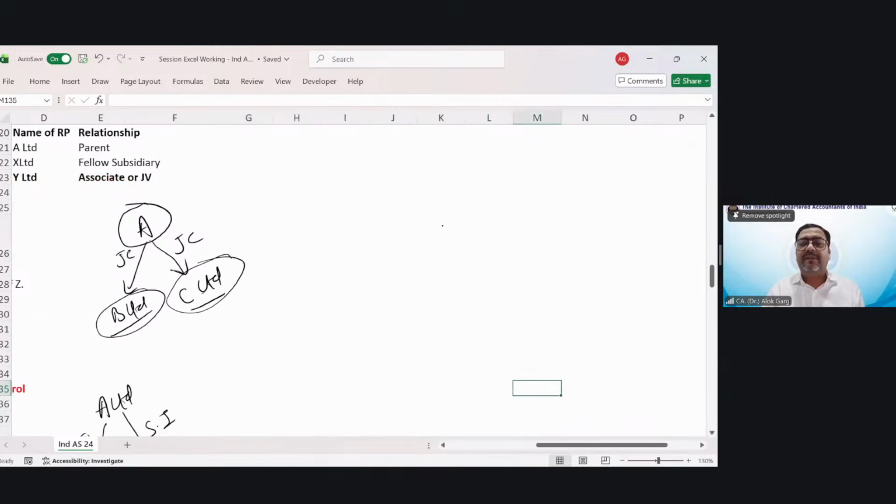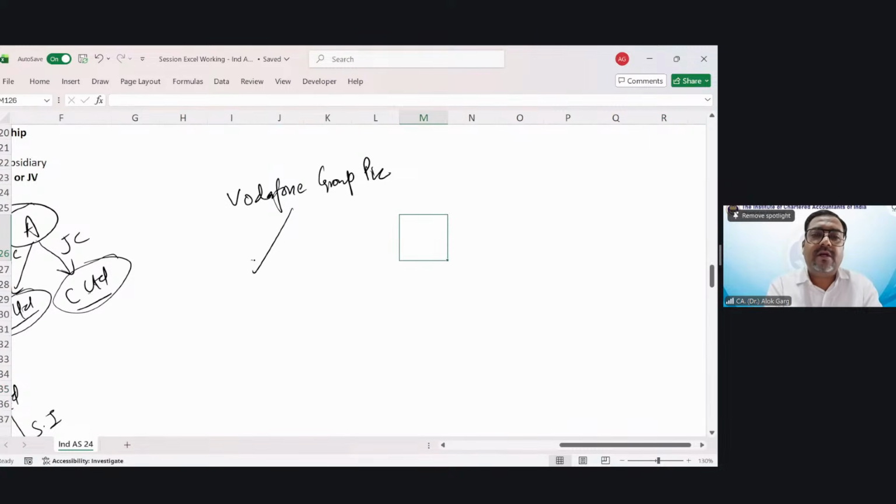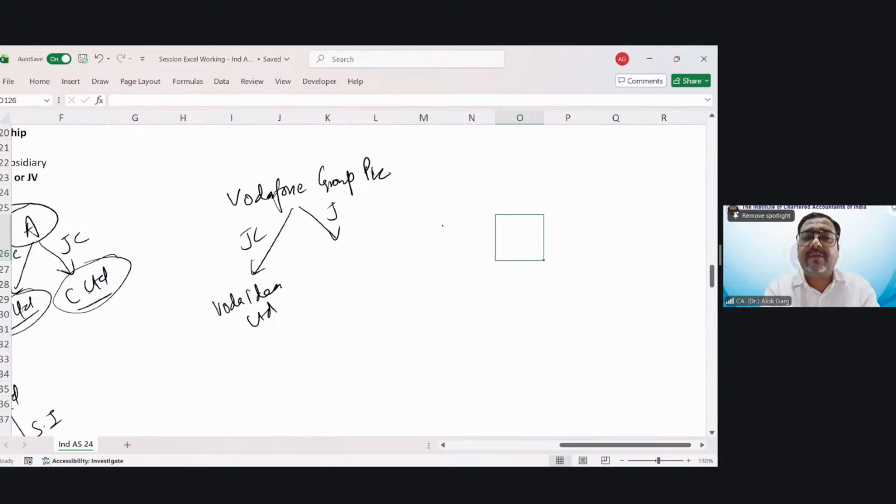Friends, let me give you a real life example. When I was with Indus Towers, Vodafone Group PLC had joint control over Vodafone Idea Limited. Have you heard about the name Vodafone Idea Limited? And this UK group also has joint control over Indus Towers Limited. Have you heard about Indus Towers Limited?